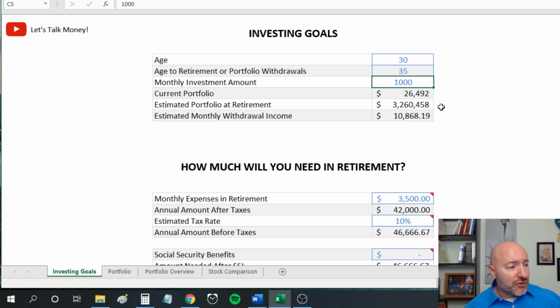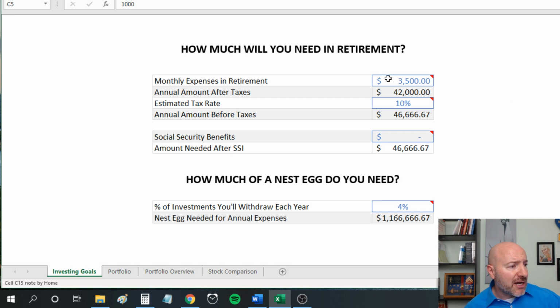and do $1,000 a month. He says he's got about $3,500 expenses in retirement. We estimated just a 10% tax rate here and no Social Security benefits, right? Just to be on the safe side, not counting on that Social Security. He's going to need $46,000 a year, not counting that Social Security. And at 4% withdrawal, that's only $1.1 million that he needs.